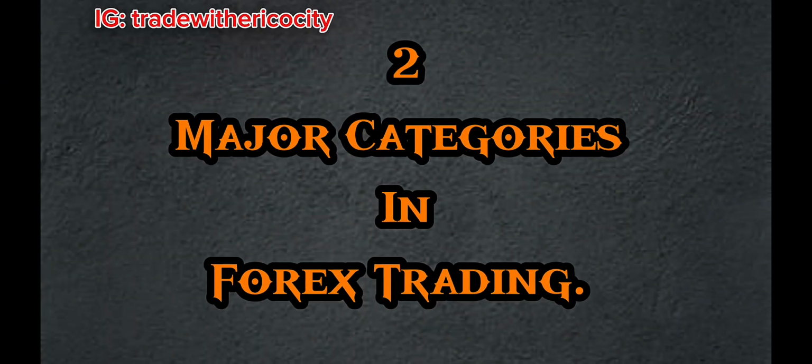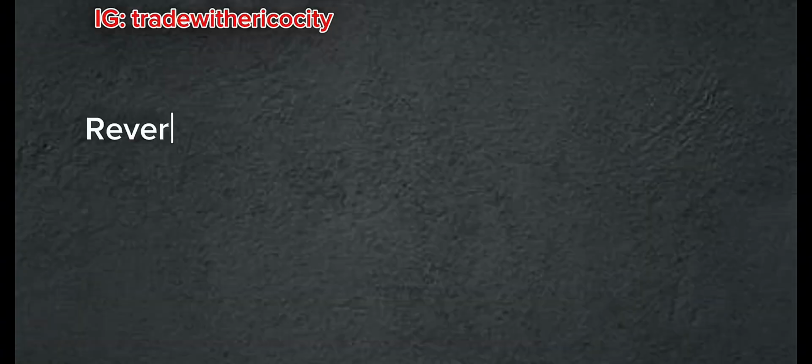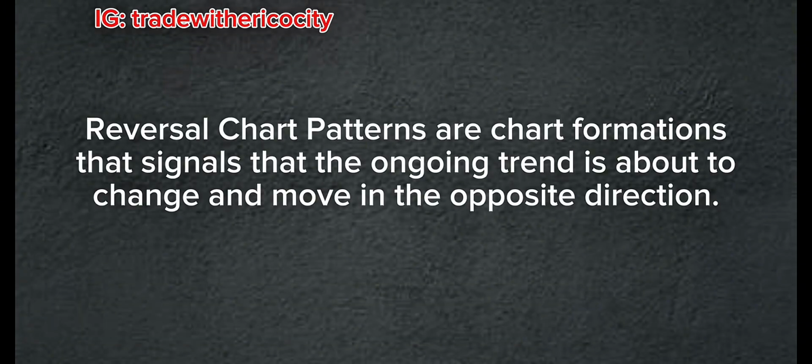There are 2 major categories of chart pattern in forex trading. The first is reversal chart patterns, while the second one is the continuation chart patterns. Reversal chart patterns are chart formation that signals that the ongoing trend is about to change and move in the opposite direction. If a reversal chart pattern forms during an uptrend, it hints that the trend is about to reverse and that the price will be heading downward soon. Conversely, if a chart pattern is spotted in a downtrend, it suggests that the price will move upward later on.